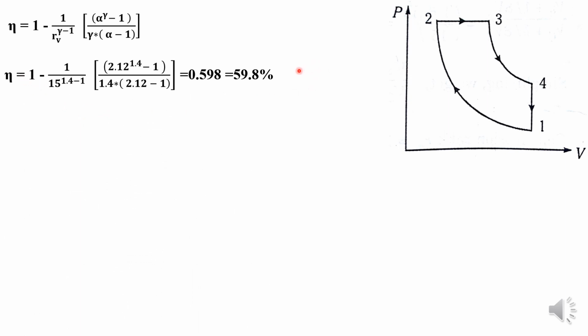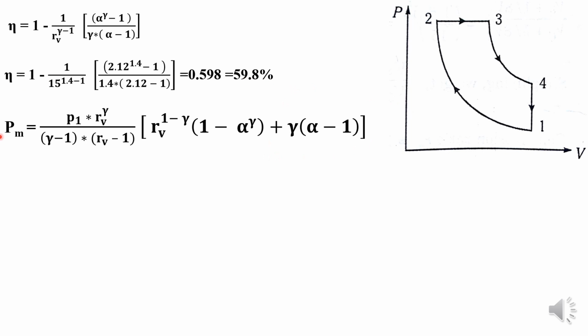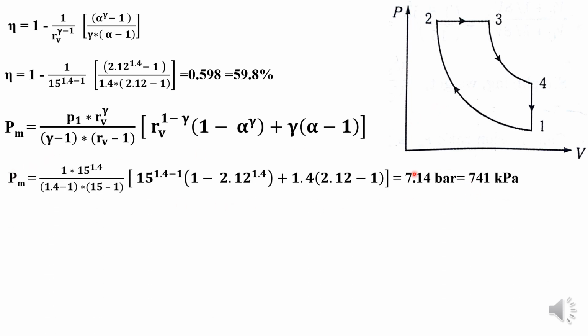After efficiency, you need to find the mean effective pressure. Cutoff ratio you have already found. P1 you know, RV you know, gamma you know. So substitute and get PM in terms of bar. Once you have the mean effective pressure, next they have asked to find the power developed. As I told during the problem, remember that sentence: if there are 400 working strokes per minute, what is the power developed by the engine?